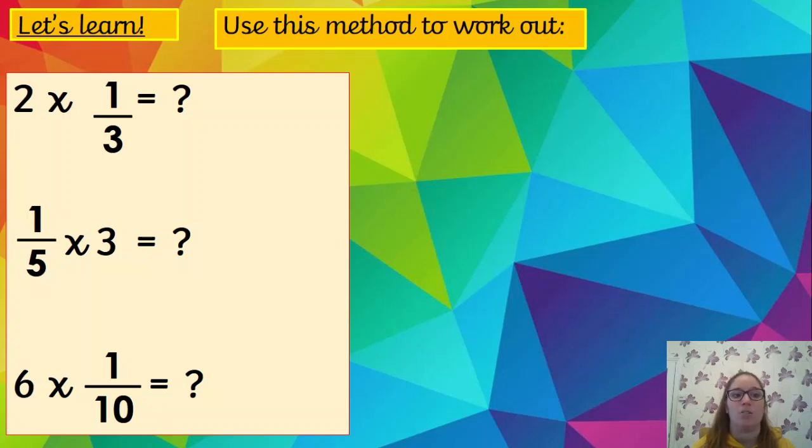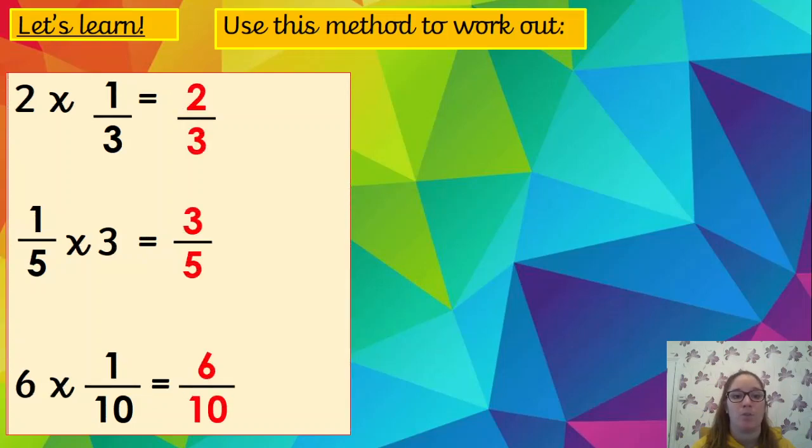Okay, so 2 times 1/3. We're going to times the 2, the whole number, by the numerator, which will give us 2/3. We're going to times the 1, the numerator, by the whole number, so that's 3/5, because the denominator stays the same. Then we're going to do our whole, which is 6 times this 1 to give us 6/10, or 3/5 if you simplify it.